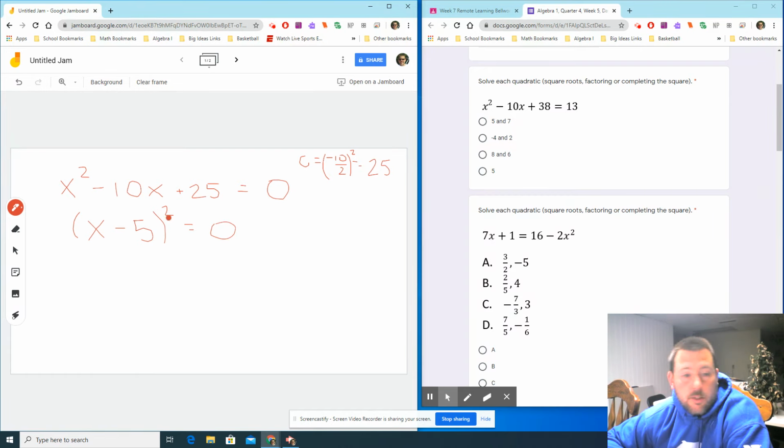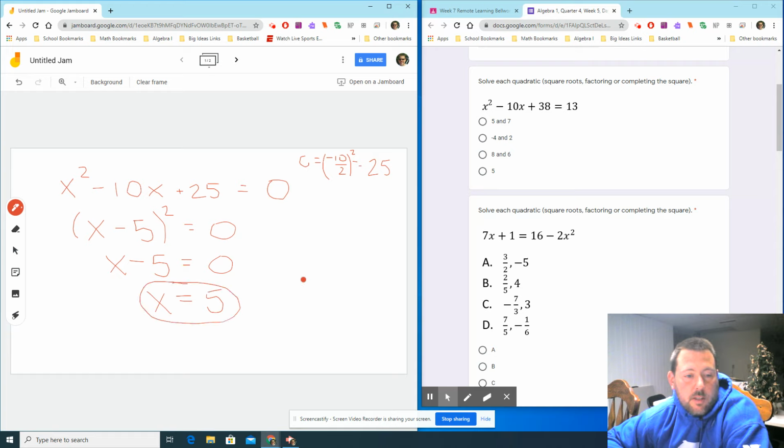Now it says solve it, so you take the square root of both sides. The square root of this is just x minus 5, and there is no positive or negative 0, so it's just 0. So we get x equals 5. Now, looking a little bit ahead, we only have one solution here.